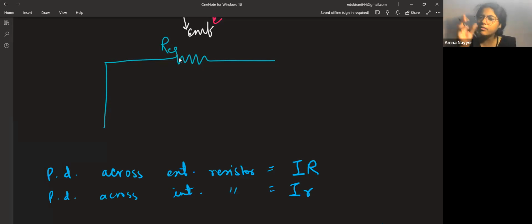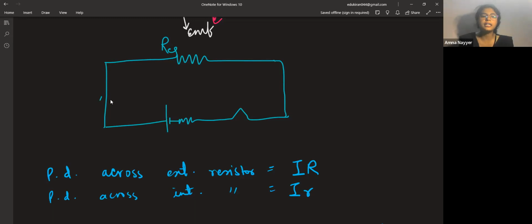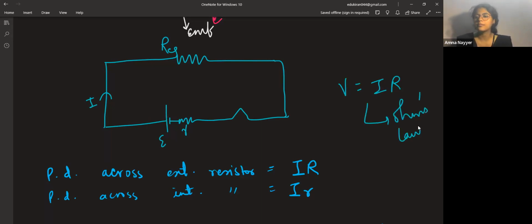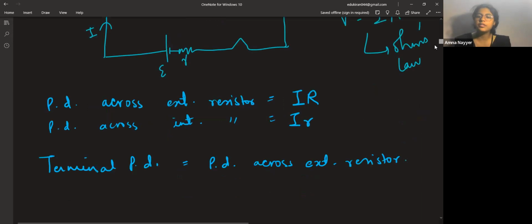It does not mean that only one external resistor I have kept. Then the battery with its internal resistance, there's a switch in your circuit, current is flowing, this is E, this is R. So potential difference across the external resistor, always remember V is equal to IR. This is your which law? Ohm's law. Right? So I into capital R. Potential difference across the internal resistor is I into small r. This is one point which you have to remember.